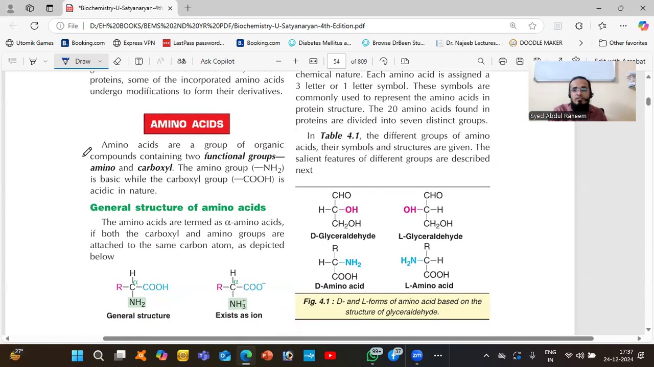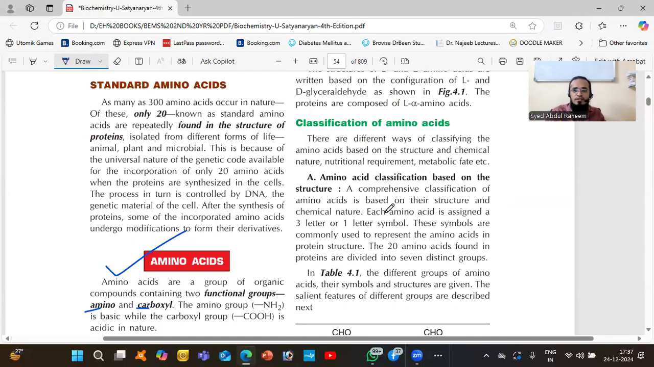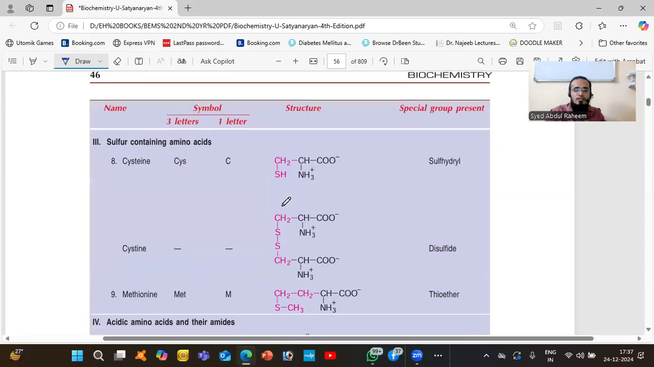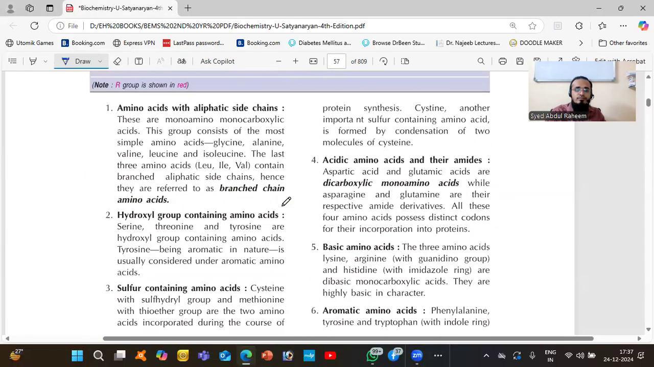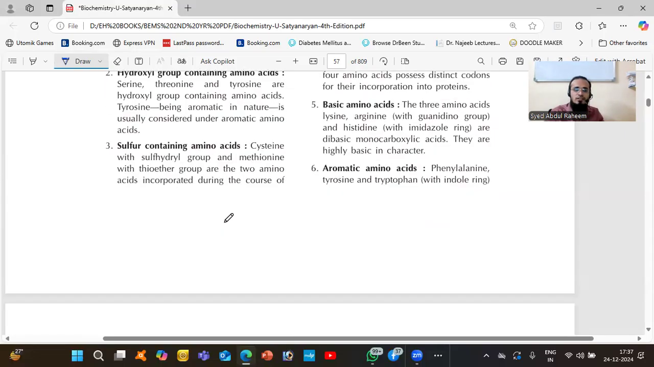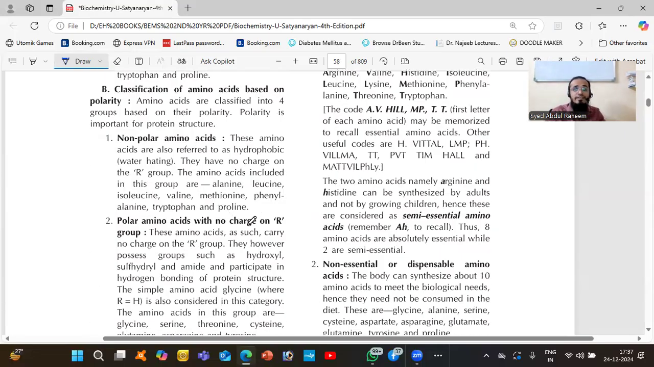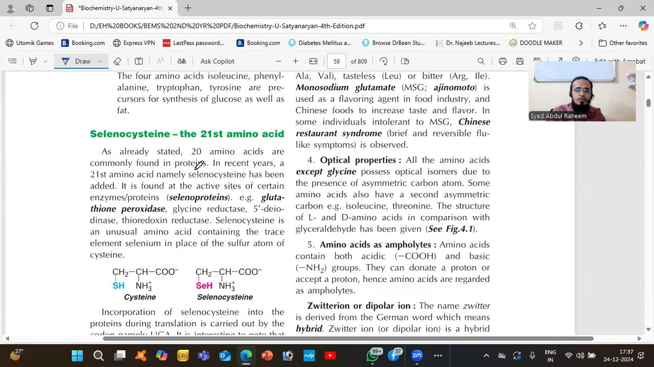So now amino acids. Let's study amino acids. Amino acids are a group of organic compounds containing two functional groups, amino and carboxyl. The amino group is basic while the carboxyl group is acidic in nature. Okay, the general structure of amino acids. So this is the structure. We don't need anything like that. If amino acids connect with any other substance, what will happen? Here is the classification of amino acids based on polarity: positive, negative.